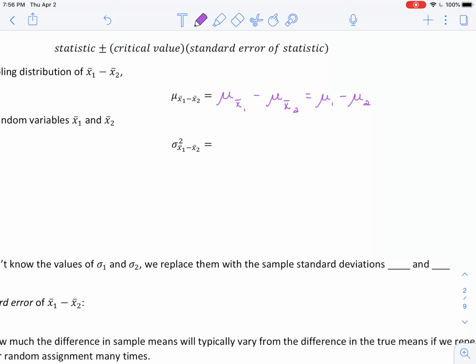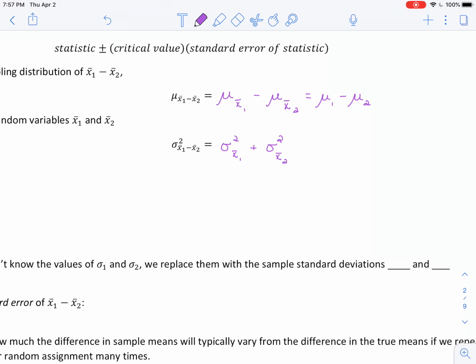It's a little more complicated for the standard deviations because we talked about how standard deviations don't subtract. So I'm starting with the variances. Variances don't subtract either, but we always can add our variances. So I'm going to add the variance of the sampling distribution of sample means for the first one to the variance of the sampling distribution of sample means for the second group.